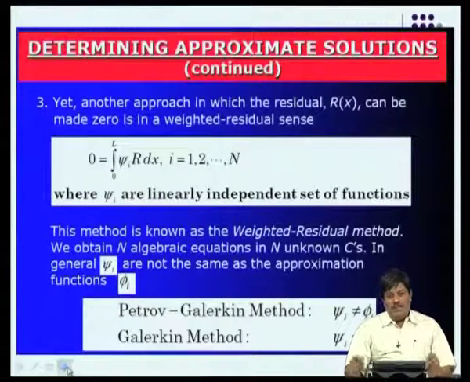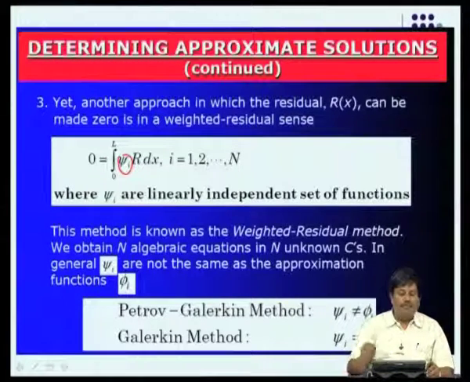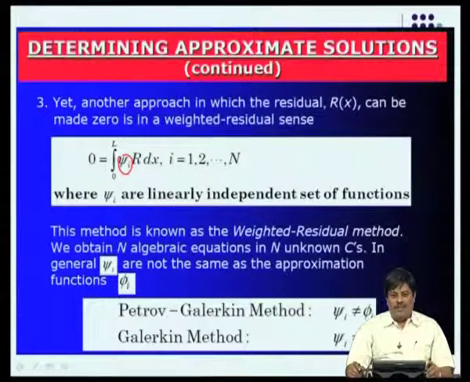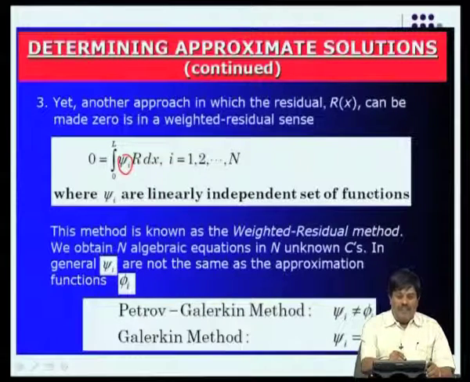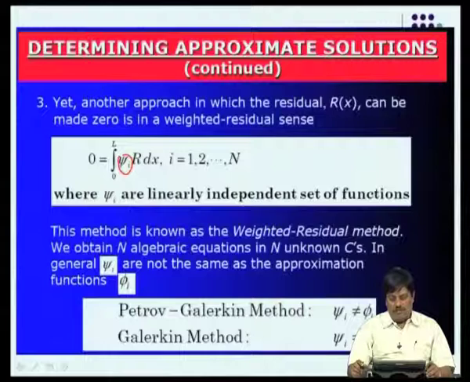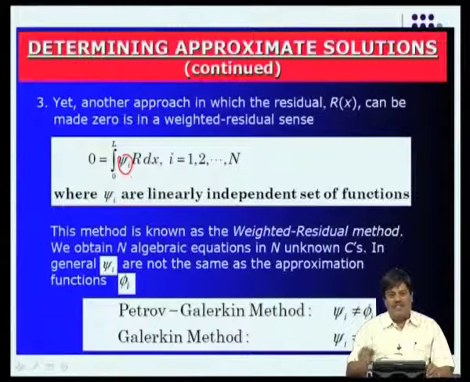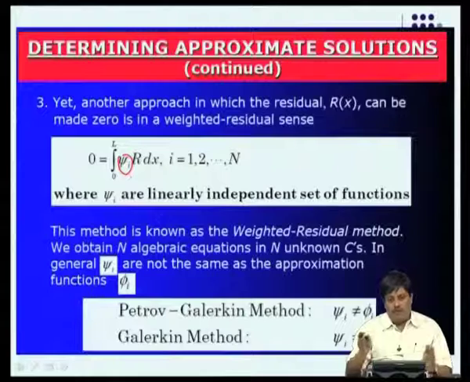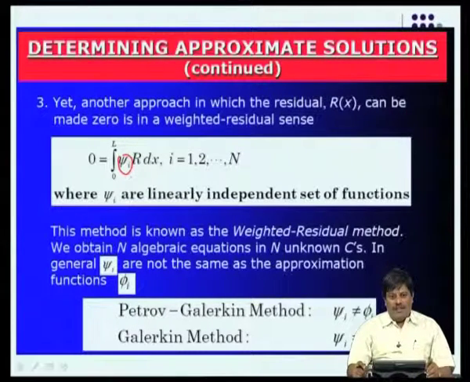There are many methods that you can find, and one of the methods we talk about is the weighted residual method, where we take the residue r, weight it with a weighting function psi, and integrate over the domain. There will be n psi's corresponding to n unknowns, and these psi's are essentially the ones which satisfy the governing boundary conditions. So, this method is called the weighted residual method. We obtain n algebraic equations corresponding to n unknown c's.